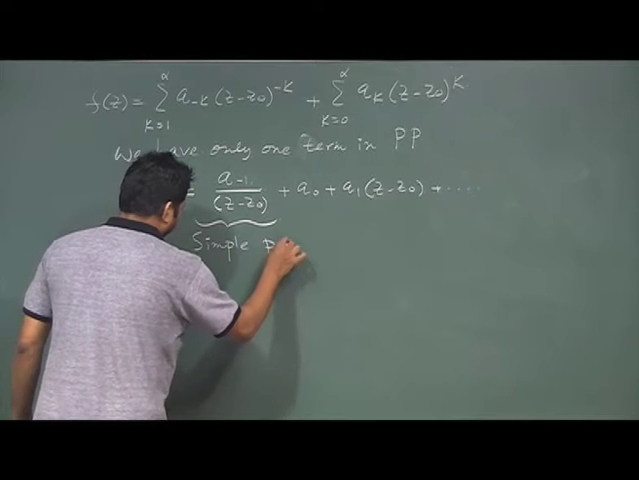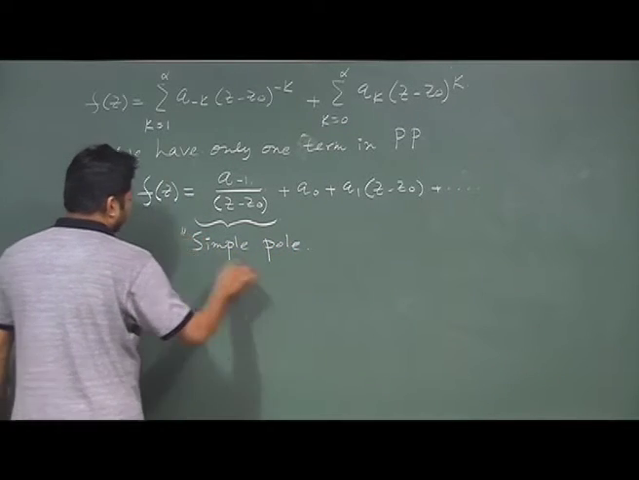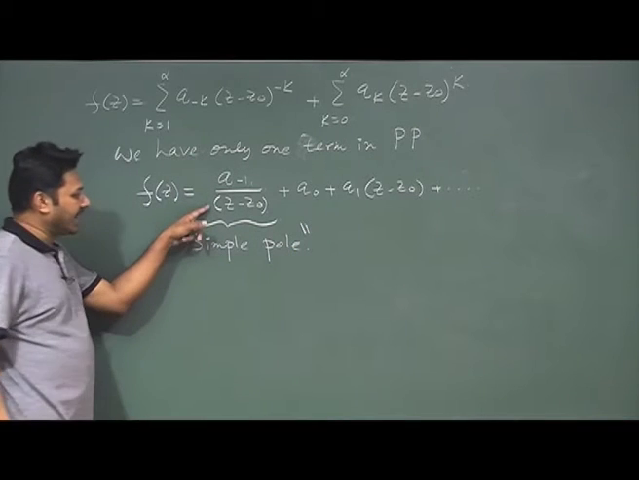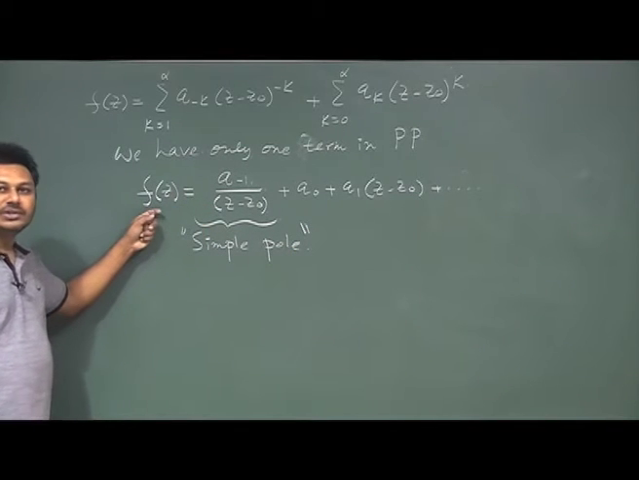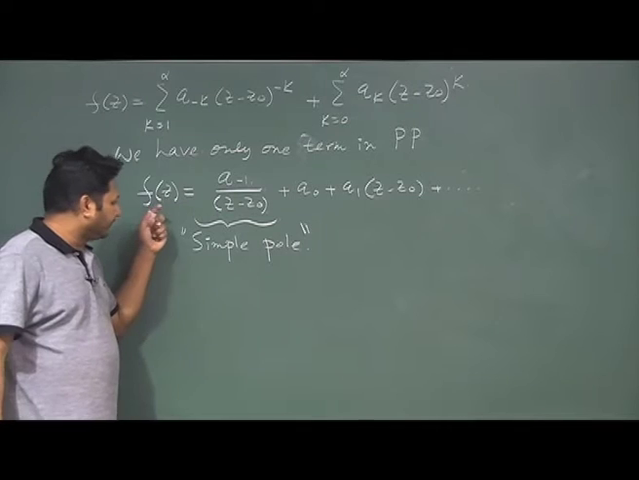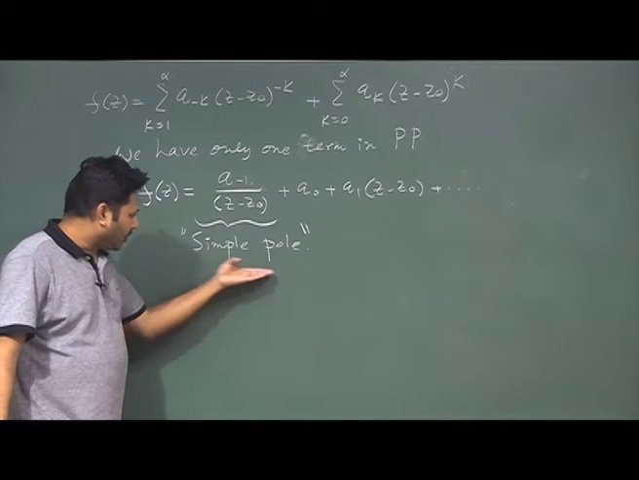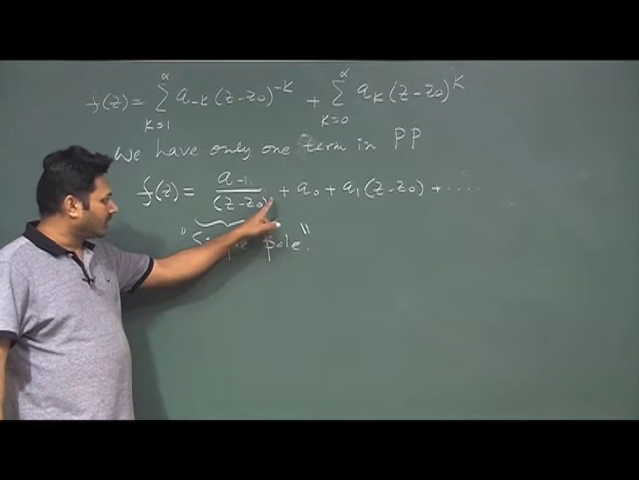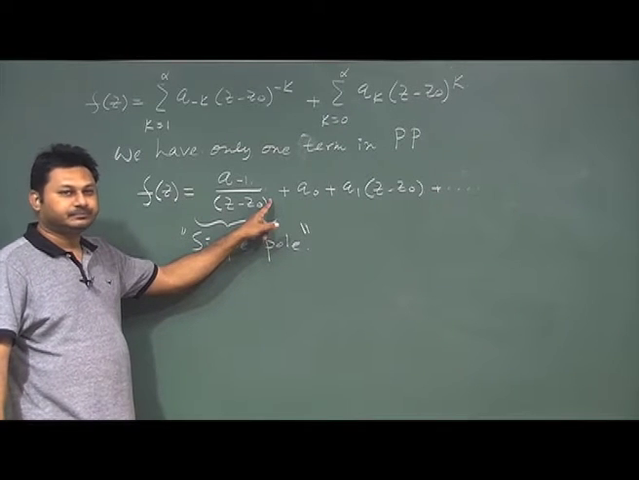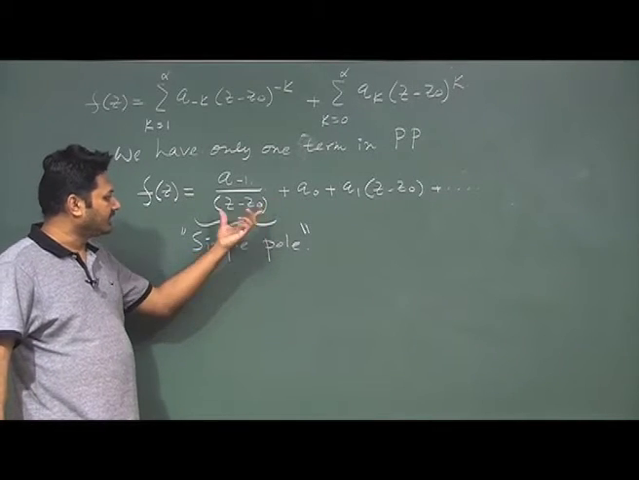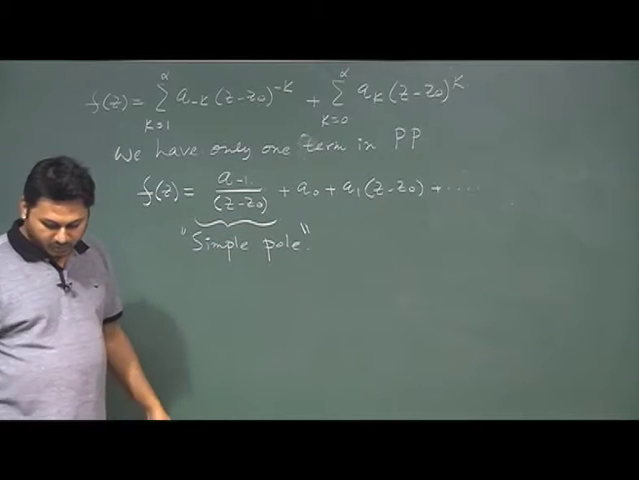Simple pole, we have a singularity here because at z equal to z0 the function can blow up, and if the function is blowing up at z equal to z0, we call it a simple pole because the order here is 1. This is only one term. Okay.